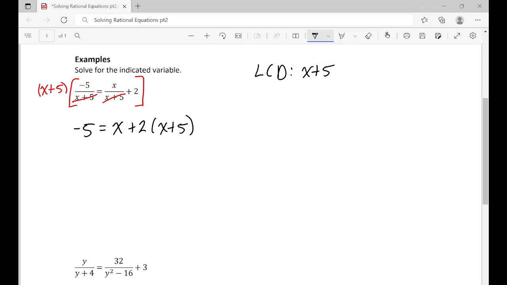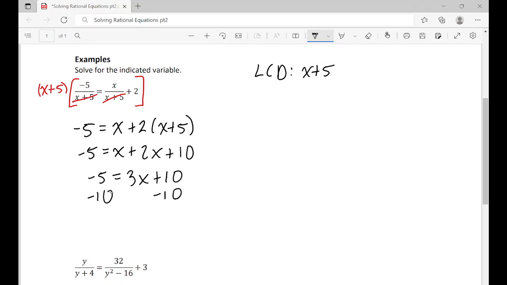So distribute the 2 across. Negative 5 equals x plus 2x plus 10. Combine the two like terms. Negative 5 equals 3x plus 10. Subtract 10 from both sides. And I'm going to get negative 15 equals 3x.